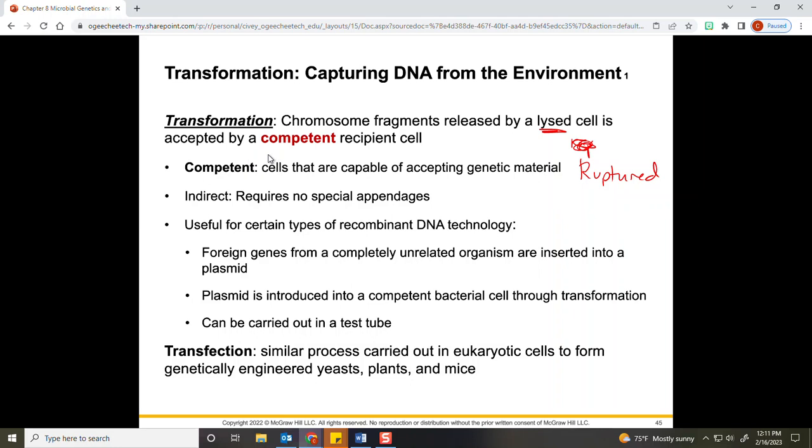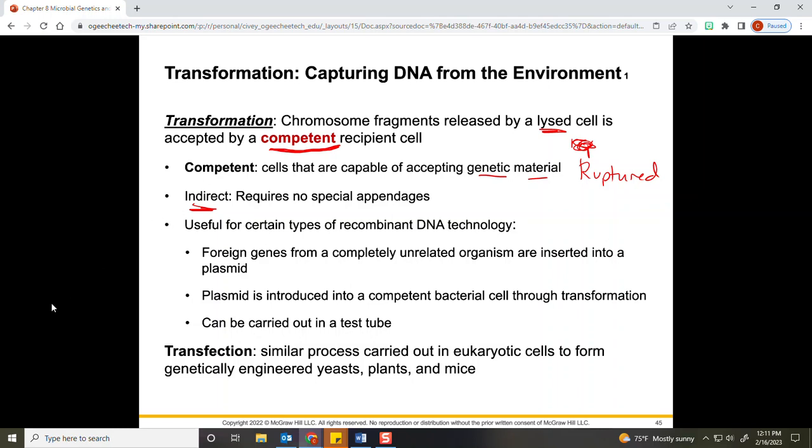So certain cells that we describe as competent cells are capable of absorbing that DNA from the environment. Not all cells are able to do that. Only cells that are considered competent. This process is considered indirect because the transfer did not require any special appendages. So previously when we talked about conjugation, that was a direct method of transfer. So this here is indirect.